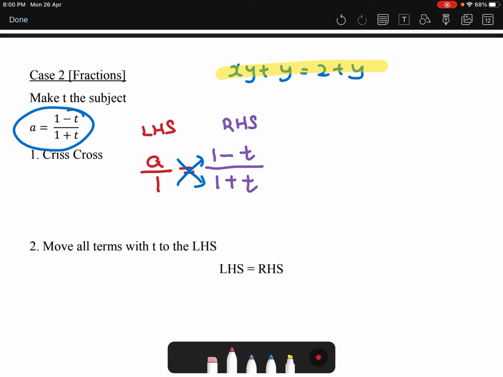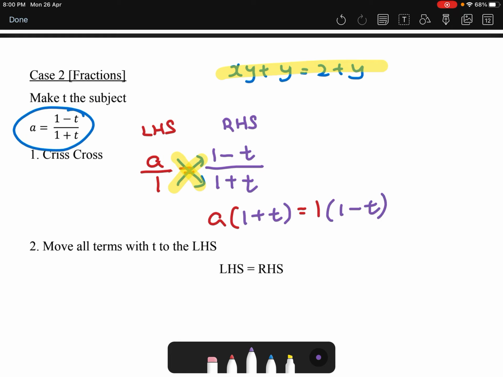Now we do a times 1 plus t. So a multiply by 1 plus t in brackets, then you put an equal sign. Now we do the second cross, 1 multiply by 1 minus t. So it's just 1. Remember your bracket.